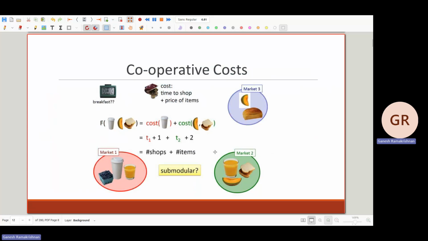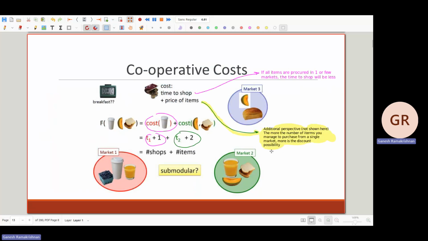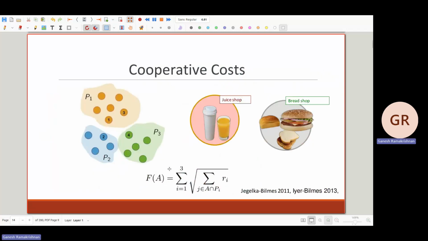This is the cooperative cost. So if all items are procured in one or a few markets, the time to shop will be less. Additional perspective, which is not shown here, the more items you manage to purchase from a single market, the more is the discount possibility, which I have not shown here, but that's another possibility. So this is a submodular function. So that's another example of cooperative cost.